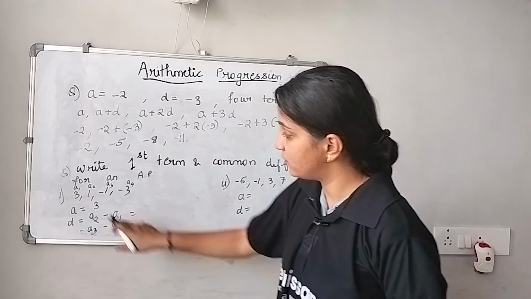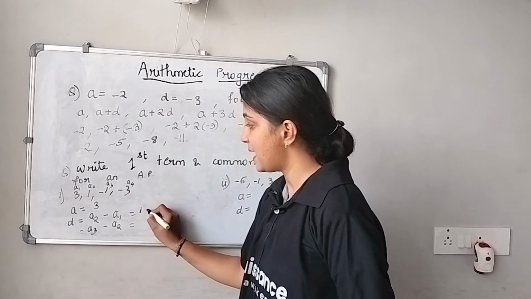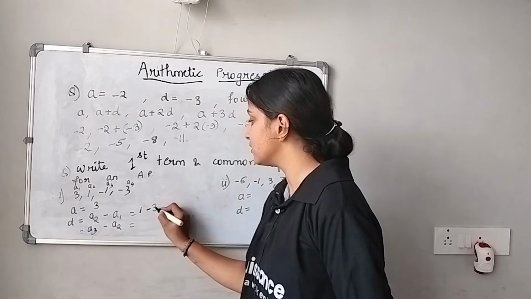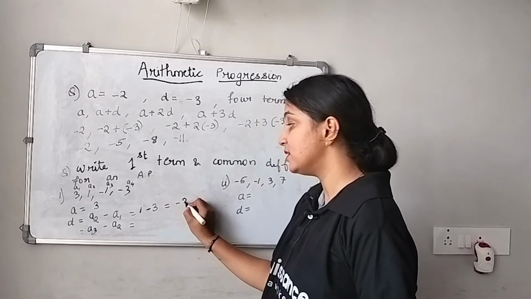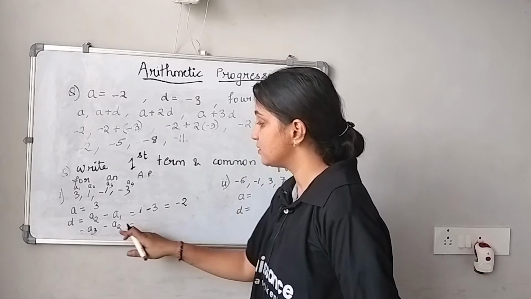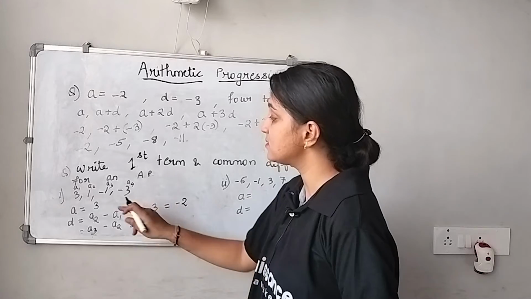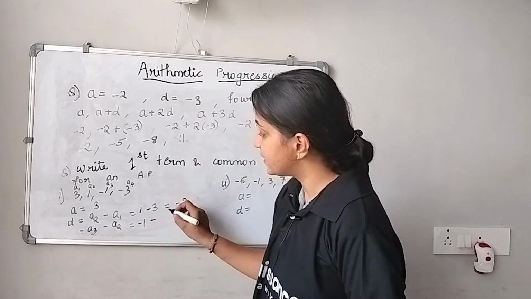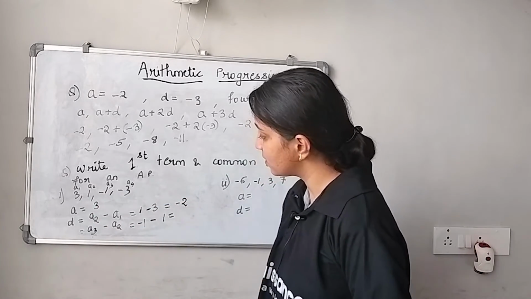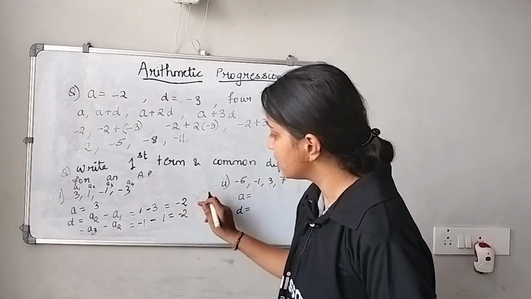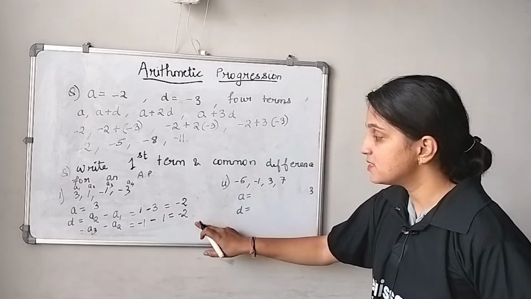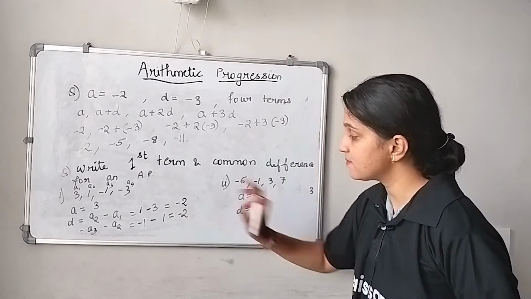Now, what is our A2? 1. Minus A1, which is 3. So that will be minus 2. Then A3. A3 is minus 1. Minus A2, that is 1. So that will be minus 2 again. Now, see, the common difference is constant. So your D is minus 2.